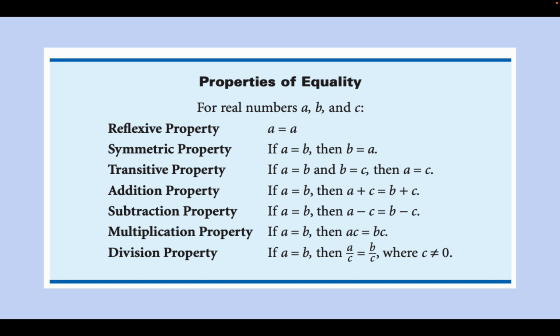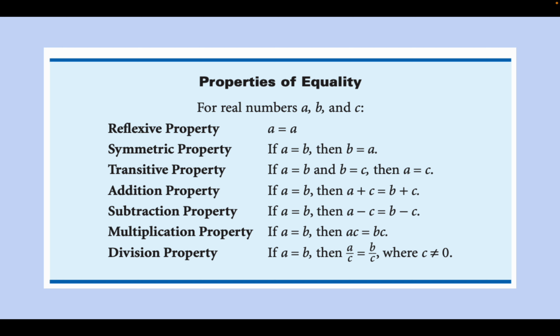That goes the same for the subtraction property, as I said earlier. 2 equals 2, 2 minus 3 equals 2 minus 3. It would still be -1 equals -1. The equation would still be true if you subtract the same amount from each side of that equation sign. That goes the same for multiplication and division as well. If A equals B, then AC equals BC. 2 times 3 equals 2 times 3. 6 equals 6. Division property, if A equals B, then A over C equals B over C.